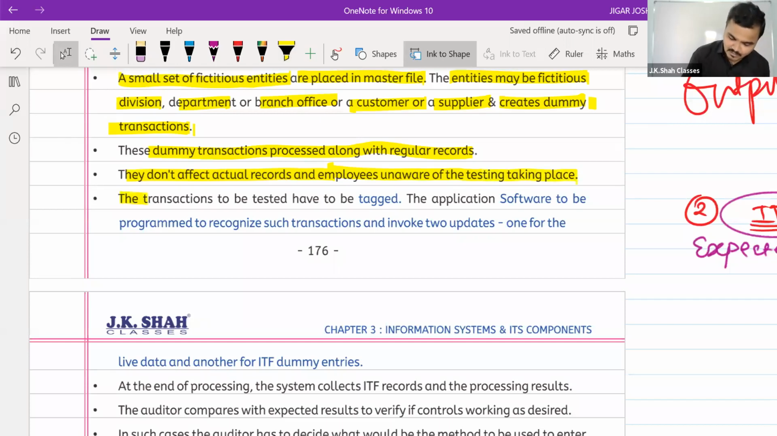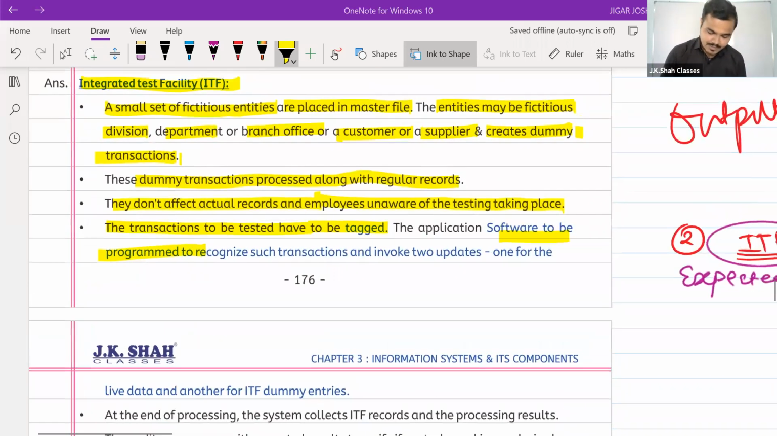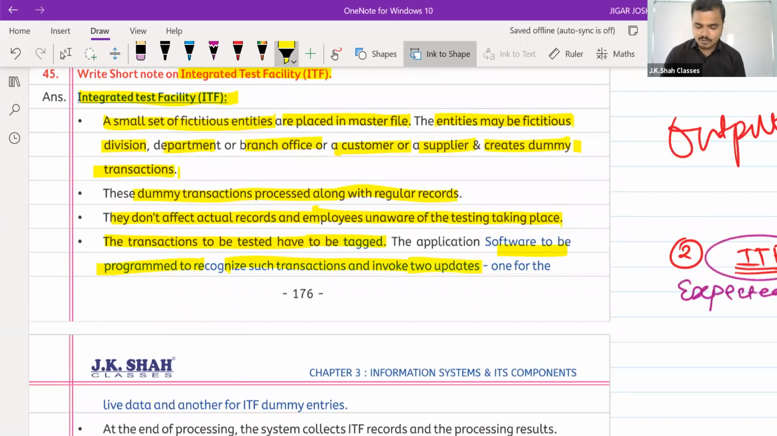The transactions to be tested have to be tagged. Tagged means what? Sir, specially marked. I hope you are writing the meaning also along with me. Tagged means they must be specially marked. The application software is to be programmed, the software is designed in such a manner, to recognize such transactions and invoke the two updates.